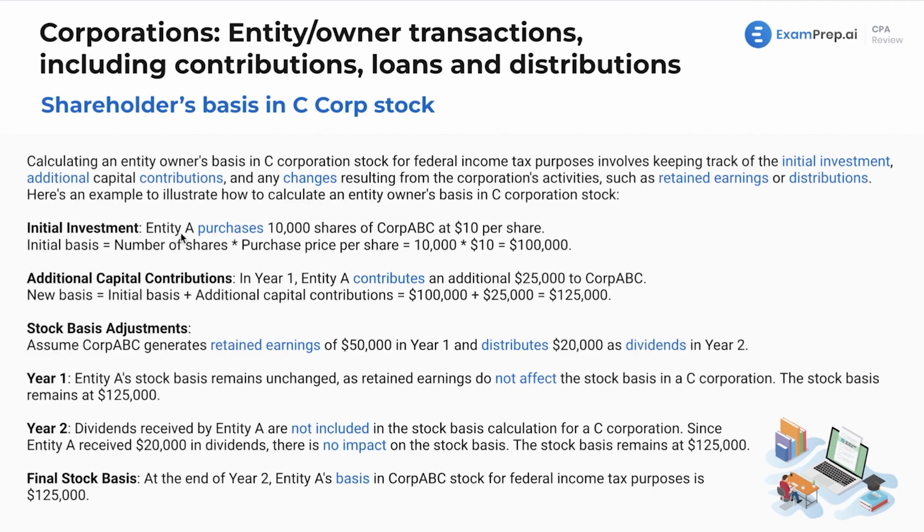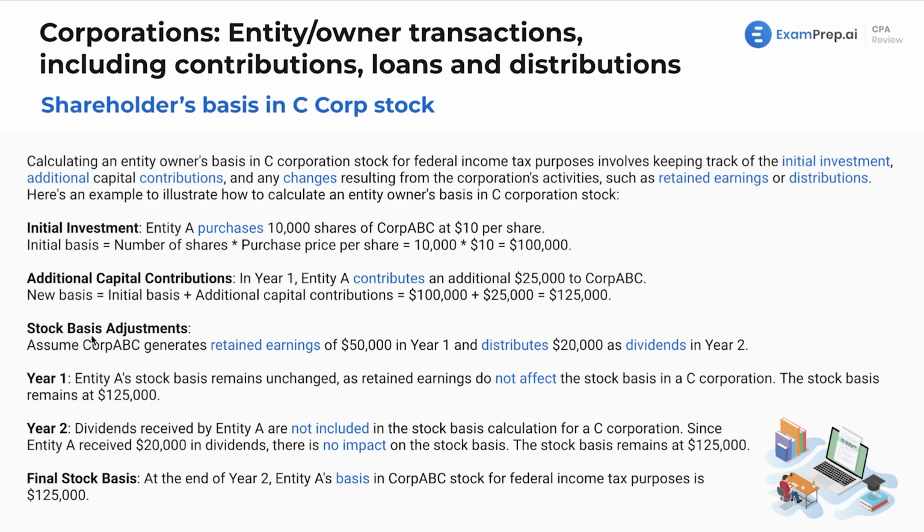So let's say that Entity A purchases 10,000 shares of Corp ABC at $10 per share. Your initial basis is just the number of shares times the purchase price per share, which gives you $100,000 of basis. Awesome. Now, additional capital contributions. In year one, we have an additional contribution. We contribute an additional $25,000 to Corp ABC. That gives us now $125,000 of basis.